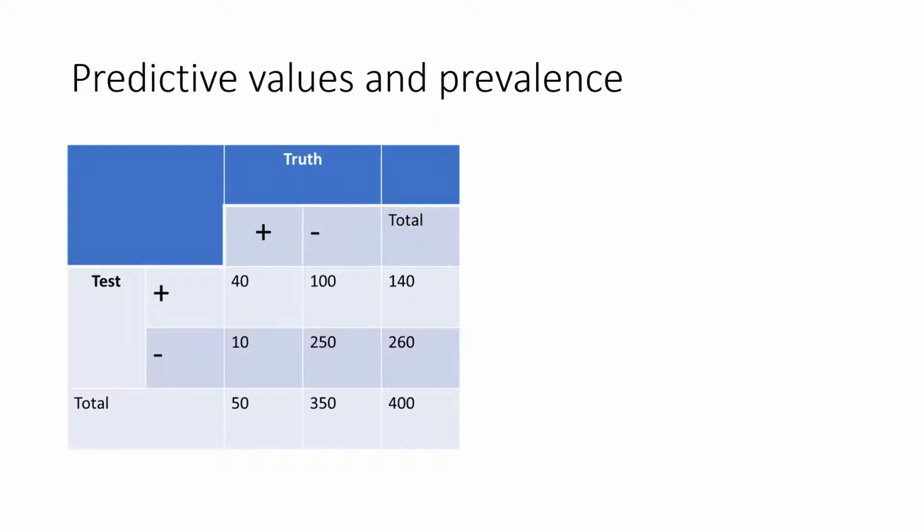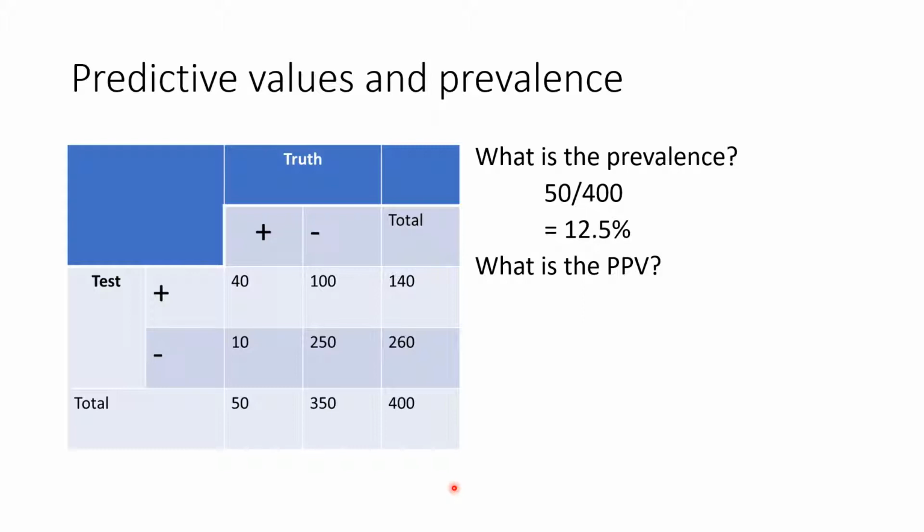So let's do an example about how predictive values can change based on prevalence. So here's our population of 400 people again. What's the prevalence? 50 out of 400. So we know that's 12.5%. What's the positive predictive value? So of all the people who test positive, how many truly have the condition? So these folks test positive. How many truly have the condition? 40 out of 140, meaning 28.5% positive predictive value.